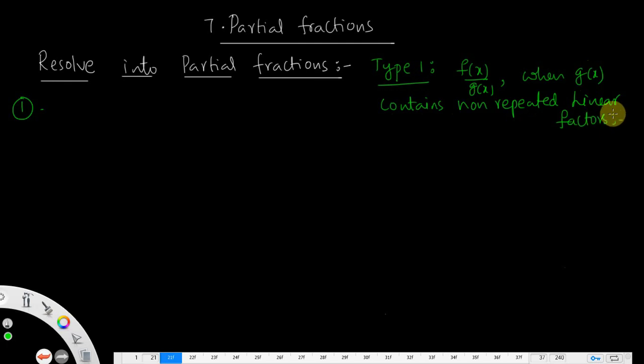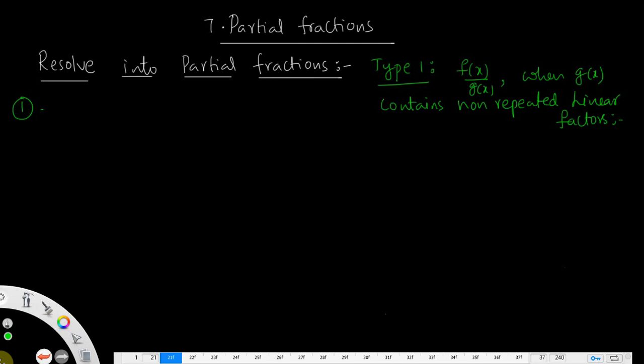So once again I will revise all those points. What is meant by a rational fraction? f of x by g of x is a fraction, that is said to be a rational fraction. Rational fractions are of two types, that is proper fraction and improper fraction. A proper fraction is one where the degree of f of x is lesser than the degree of g of x. Otherwise, it is said to be an improper fraction.